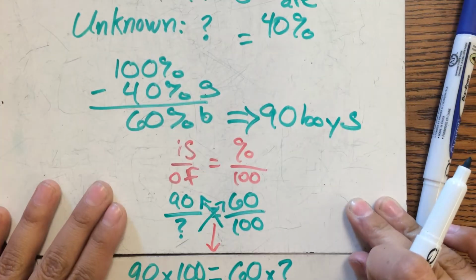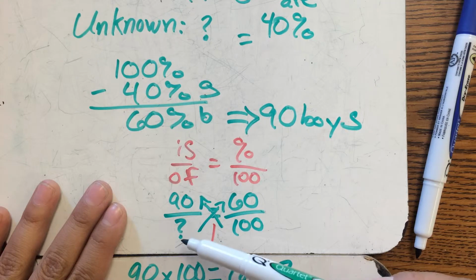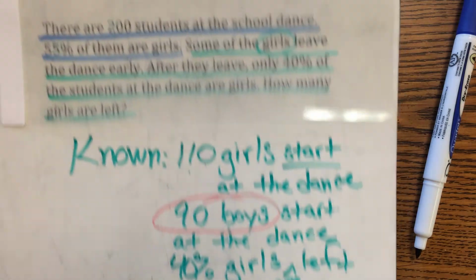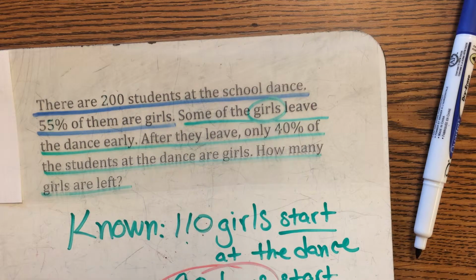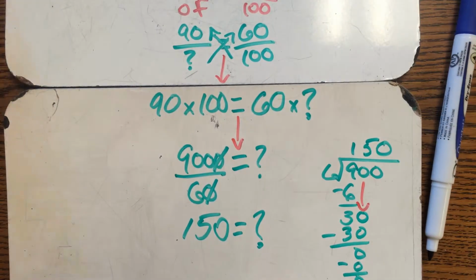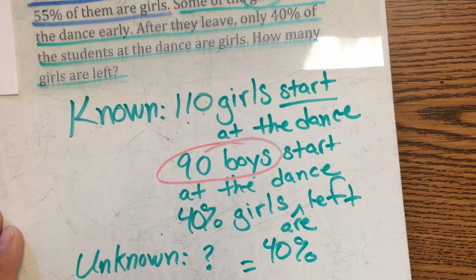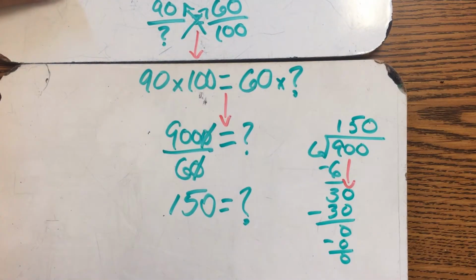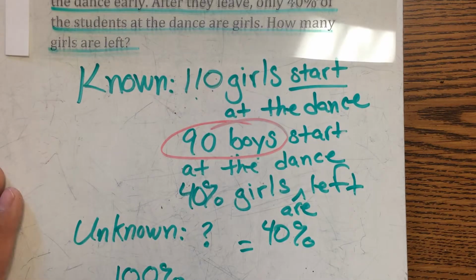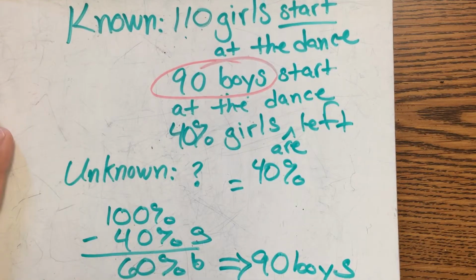What? 150 people in total are left at the dance. Remember, we started with 200 people at the dance. Some of the girls left, and now we have a total of 150 people at the dance. 90 of which are boys, because none of the boys left. They're all still there. The ones that started there are still there. 150 total people, 90 of which are boys.